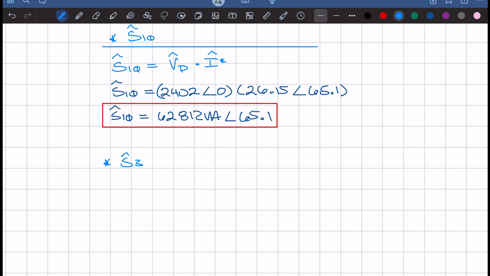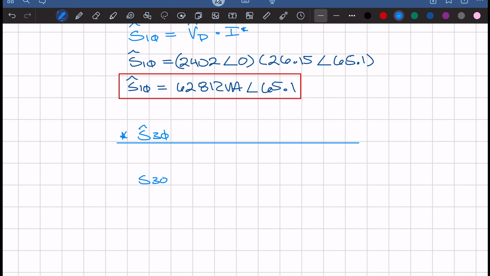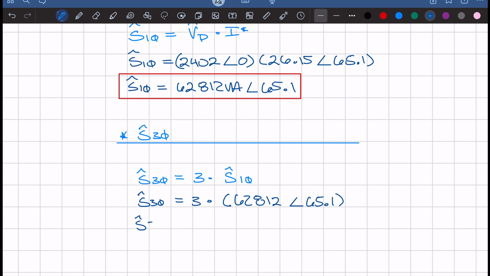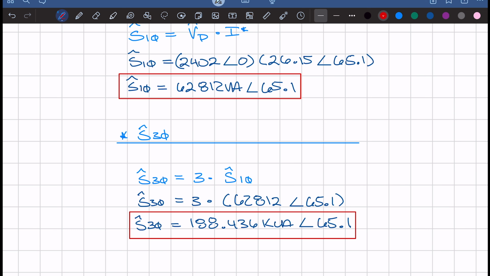The three-phase complex power is equal to 3 times the single-phase complex power. So the three-phase complex power is equal to 3 times 62812 at an angle of 65.1 degrees. This gives us 188.436 kVA at an angle of 65.1 degrees.